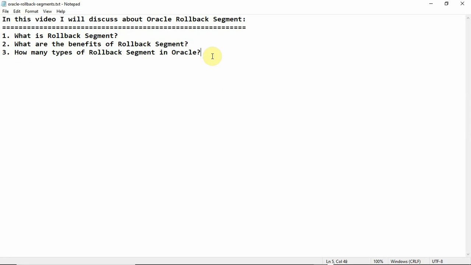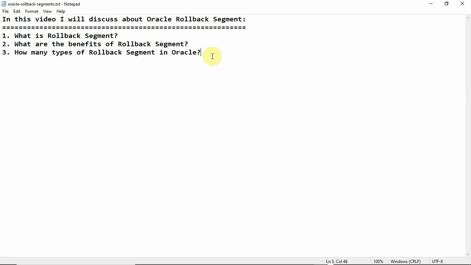What is public rollback segment? In case of RAC, or Real Application Cluster, there are multiple parallel servers or multiple instances running at the same time. In that case, public rollback segment will work.